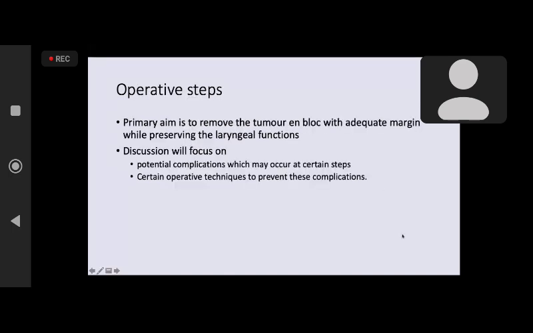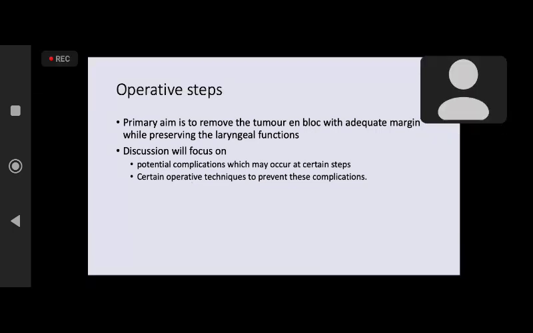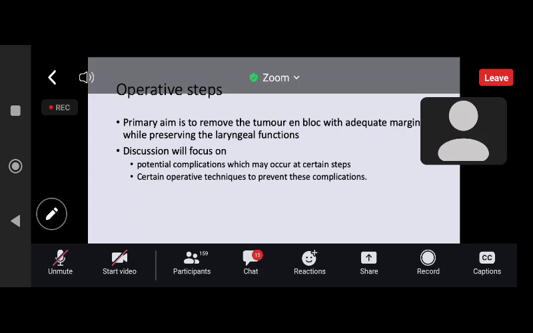So we'll come to the steps. The aim of this surgery will be to remove the tumor en bloc with adequate margin while preserving the function. That is, as we all have discussed, we want to make the patient breathe without tracheostomy, swallow without aspiration, and have some voice, though it may be hoarse. What we'll discuss is how to remove these tumors en bloc with margin, what the potential complications are in certain steps, and what we can do in operative technique to prevent these complications.